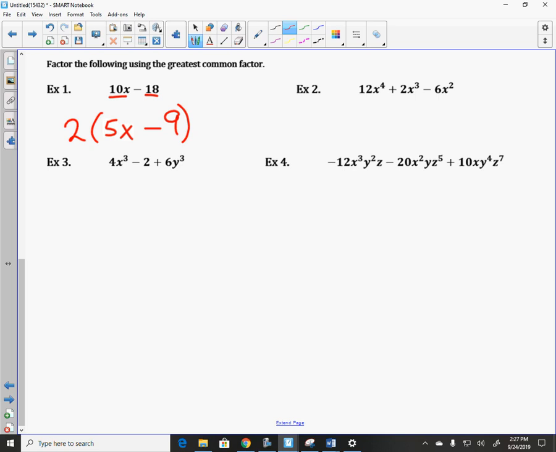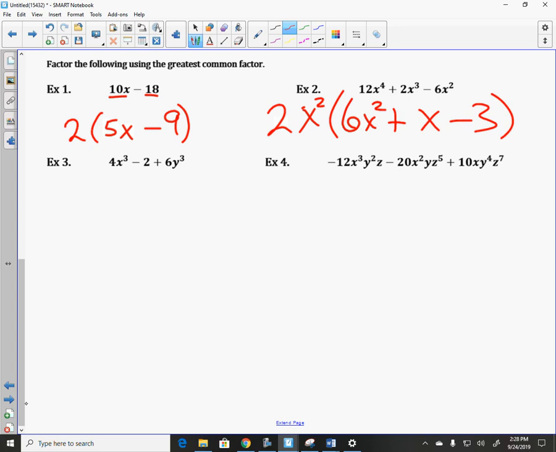For number 2, what is the common factor between 12, 2, and 6? 2. And then they both share an x squared. So I factor out an x squared as well: 2x squared. 2x squared times what is 12x to the 4th? 6x squared. 2x squared times what is 2x cubed? X. And 2x squared times what is -6x squared? Exactly.